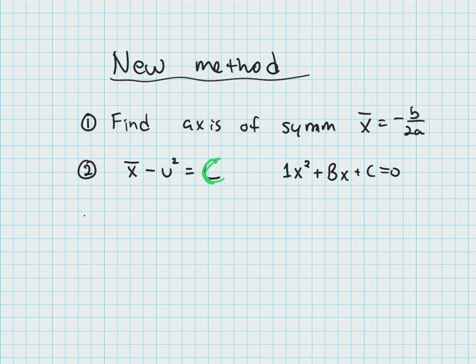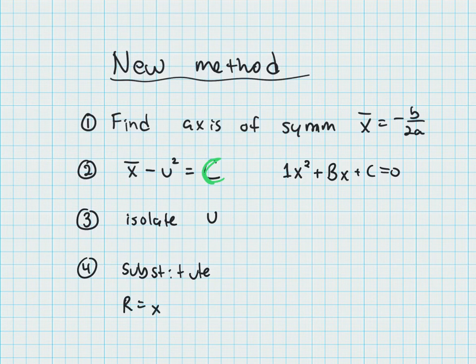Okay, so step number 3 is we isolate the u, and then we substitute into what we had, with r equal to x bar plus u, and then s equal to x bar minus u. And of course we're going to check. And there we go. Have fun with this new method.